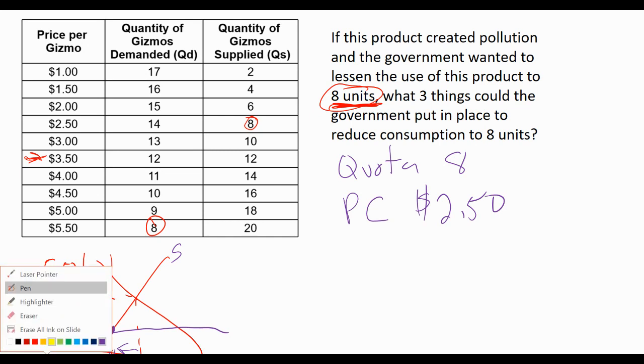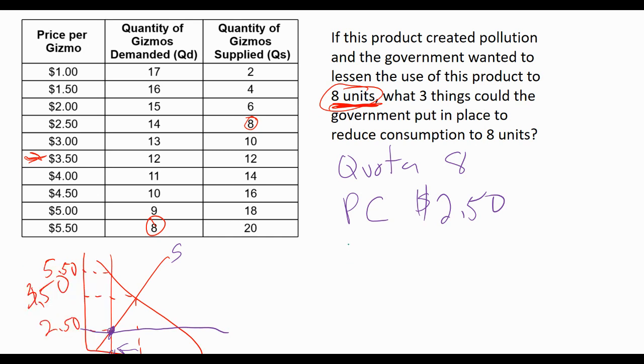Or let's even look at somewhere else. They could put a price floor. They could put a price floor at what price? What price could get them down to 8 units? They could put a price floor at 550. And that would mean that consumers are only willing to buy 8 at 550. And that would get us back down to 8 units from 12.